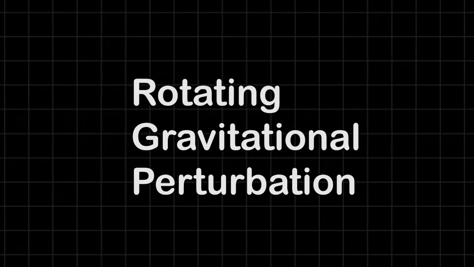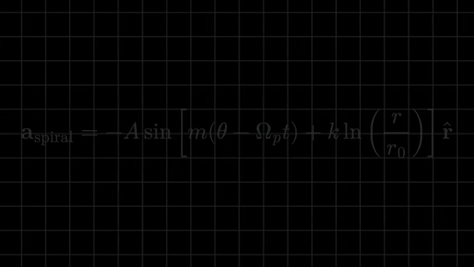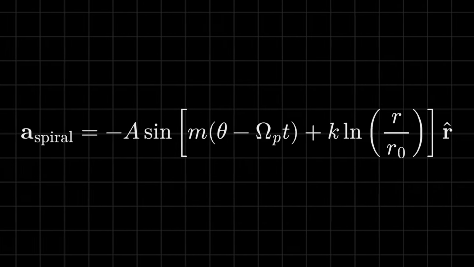Okay, this next part is kind of confusing, but basically we added a rotating gravitational perturbation that nudges the stars towards the spiral pattern as they rotate. I'm not gonna lie, I don't understand the semantics myself either, so I'm half blindly copying this equation from a research paper I found, but this is the equation for it.